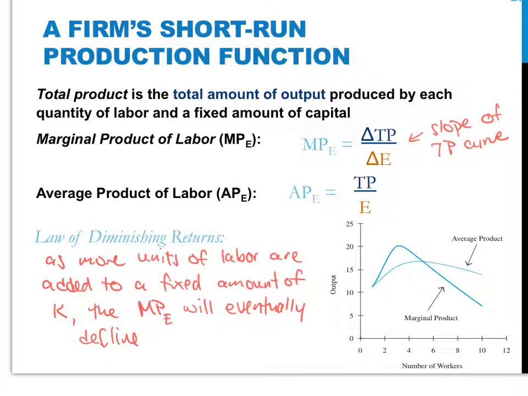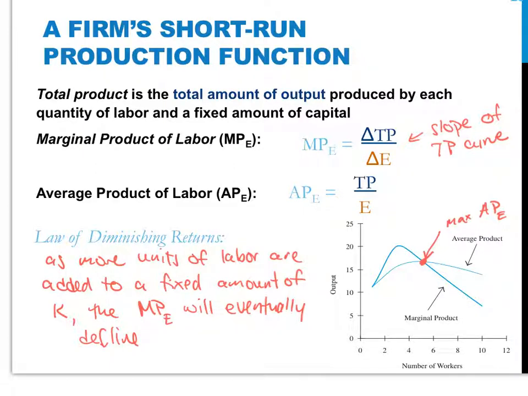Another thing that I want to point out is that if we're looking at the marginal product and average product, there's going to be a very well-defined relationship between marginal product and average product. The marginal product is going to intersect the average product curve at the maximum of the average product of labor. If marginal product is higher than the average product, it's going to be pulling the average up. And if the marginal product of each additional worker is lower than the average product, it's going to be pulling the average down.